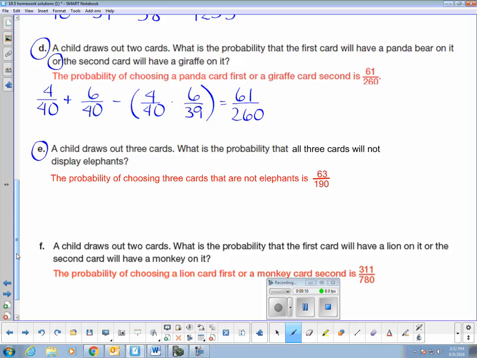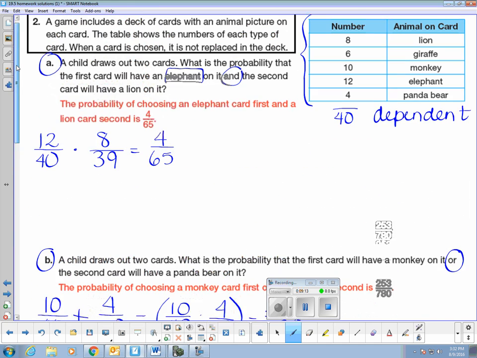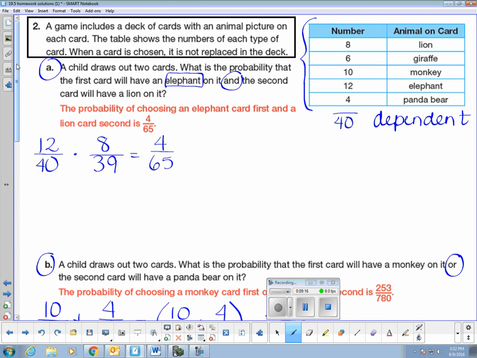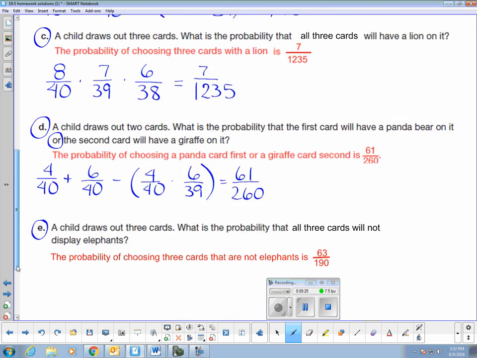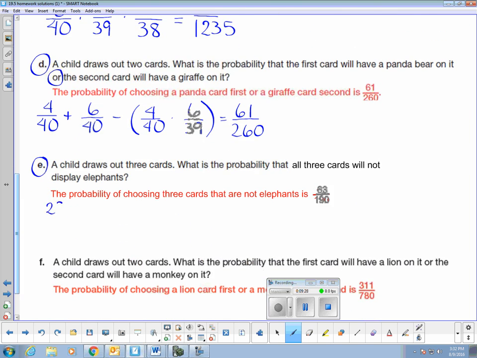So the cards that are not elephants, well, let's go up here. There are 12 cards that are elephants, so out of 40, that means that there are 28 that are not elephants. So the probability of not getting an elephant is 28 out of 40. Now I'm going to pull that card out, which leaves only 27 out of 39 that are not elephants. Once I select that card, that only leaves 26 out of 38 that are not elephants. And the probability of that is the product of those 3 fractions.